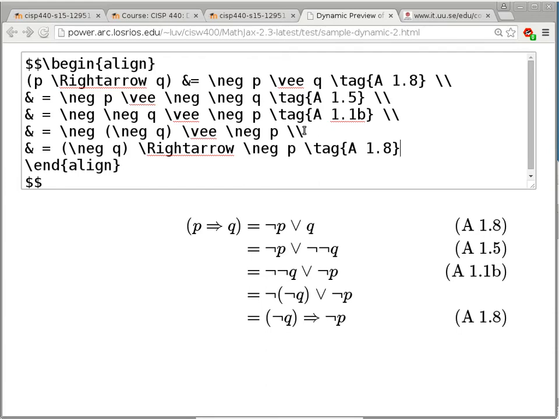Technically speaking, I have to put a QED here, just to say, okay, this is the end of the whole proof. Are there any questions about this proof? No questions? Okay.